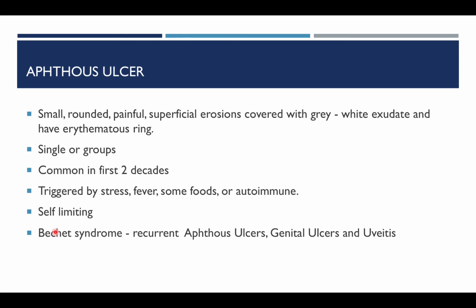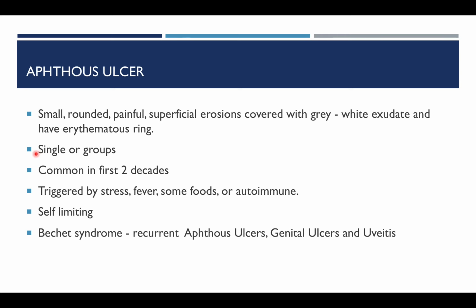So, aphthous ulcers are also known as canker sores, and they are small, rounded, painful, superficial erosions covered with gray or white exudate and have an erythematous ring. That's a lot to take in, so we can go over it again. They are small, rounded, painful, superficial. SRPS. Small, rounded, painful, superficial.